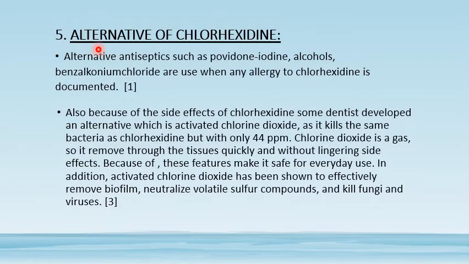The alternative choices of chlorhexidine: what are the alternative choices when someone has an allergy to chlorhexidine? Povidone iodine, alcohol, and benzalkonium chloride are used when someone has any allergy to chlorhexidine. Also, because of the side effects of chlorhexidine, some dentists have developed an alternative, chlorine dioxide gas, which has the same action as chlorhexidine. It is also removed easily and quickly without lingering side effects. Because of these features, it is safe for everyday use.